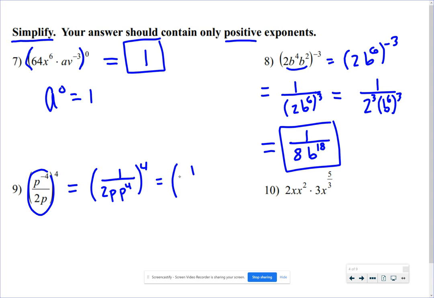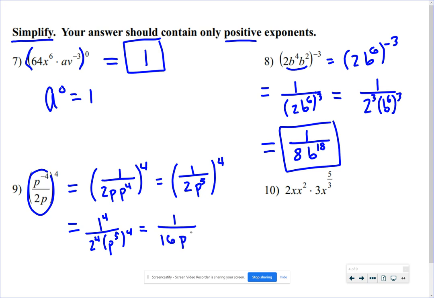So I'm going to have 1 over 2p to the 5th, and I'm going to raise that to the 4th power. So I do 1 to the 4th power, which is still going to be a 1. I have a 2 to the 4th power, and I have a p to the 5th to the 4th power. So I will make that 1 over, 1 times 1 times 1 is still 1. 2 to the 4th power is 16. And the exponents multiply on the p, so I have p to the 20th power, and we're done.